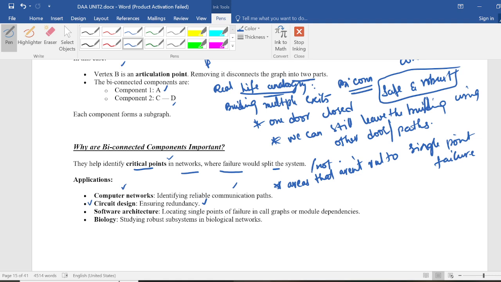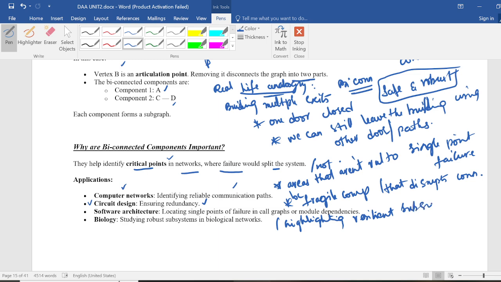In software systems, they help locate fragile components. In software architecture, it locates fragile components that can disrupt connectivity. Next, in biological networks, they can highlight resilient subsystems, by studying biological systems and highlighting resilient subsystems.